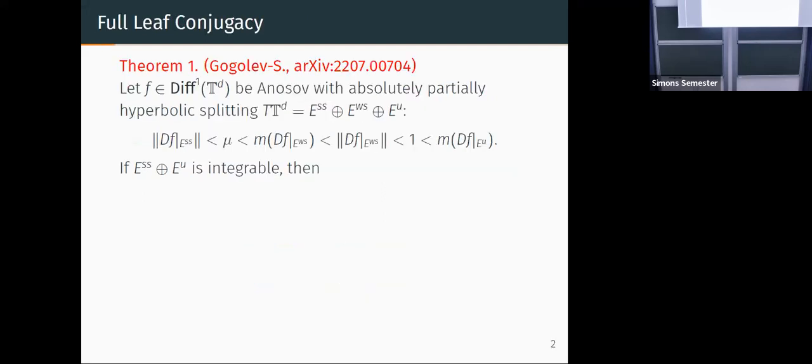So the first thing I want to give you is something about full leaf conjugacy. Right now I constrain my F to be an Anosov, and also absolutely partially hyperbolic, so that the stable bundle is split, like before, into the strong stable bundle and the weak stable bundle. And I am still in the setting where my strong stable bundle and unstable bundle are jointly integrable. So the first thing is what happens for the linear part of my F, that is, what happens for its action on the first homology groups.